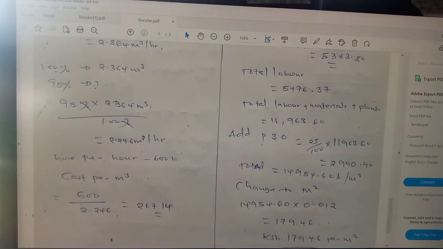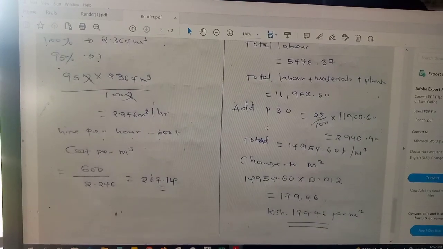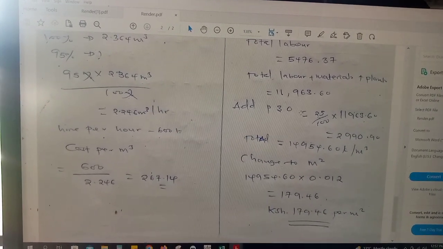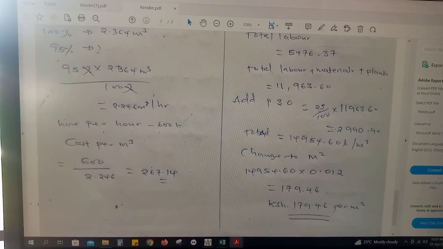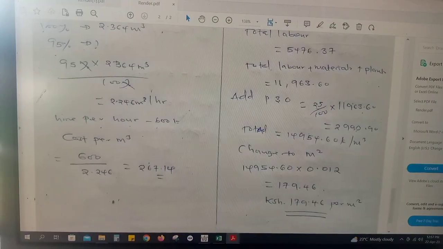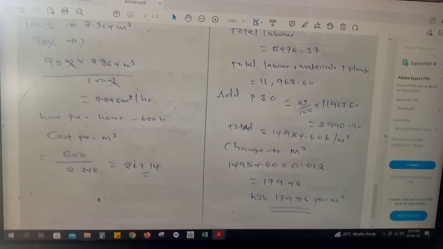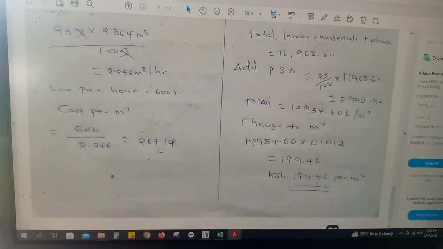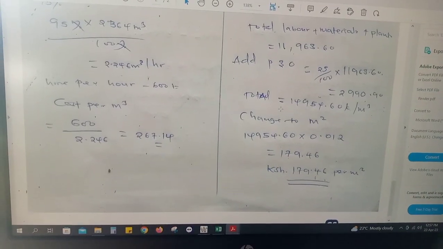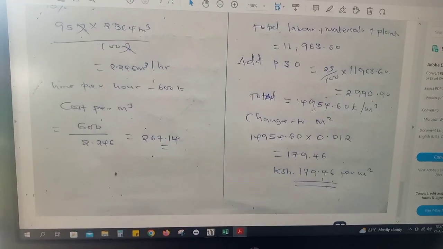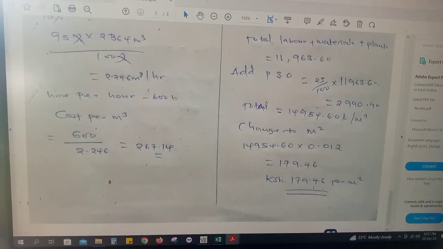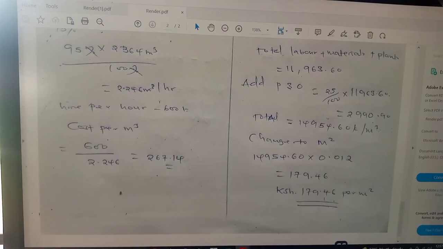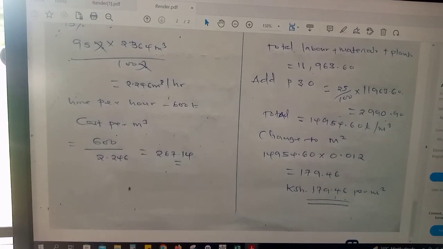Then you add the total labor, materials and plants, and you'll get the total to be 11,963 and 60 cents. Then finally you add the profits and overheads, the P&O. 25% of that amount will be 2,990 and 90 cents. That is the profit that the contractor will get in that work. Then the total plus the allowance will be 14,954 and 60 cents.